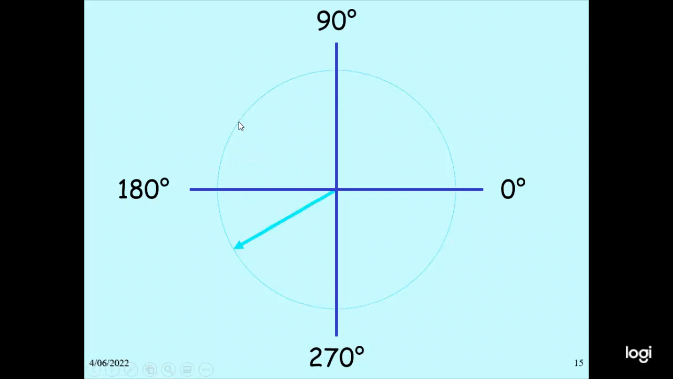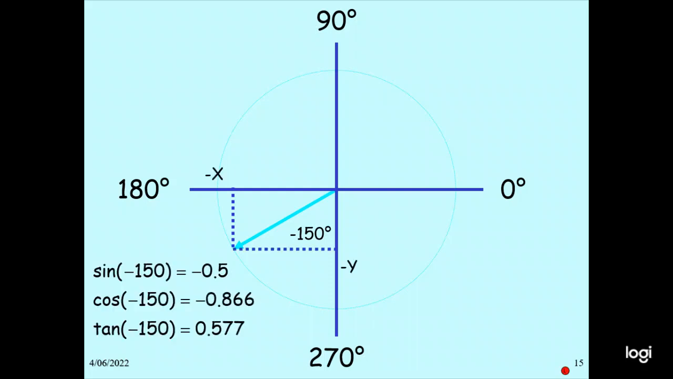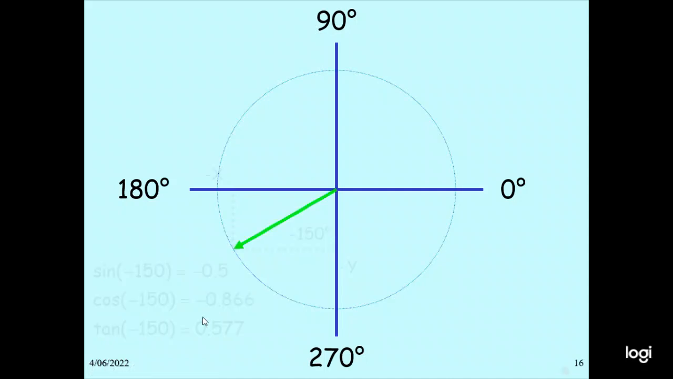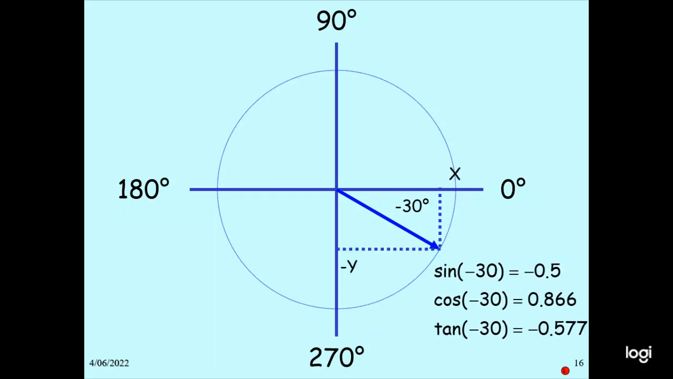This angle is minus 150 degree. So sine minus 150 is minus 0.5, cos minus 150 is minus 0.86, tangent minus 150 is 0.577. The angle is minus 30 degree. So sine minus 30 is minus 0.5, cos minus 30 is 0.86, tangent minus 30 is minus 0.577.